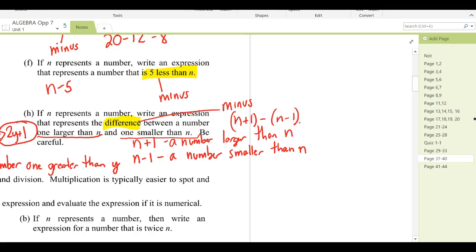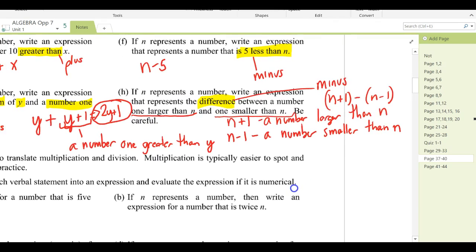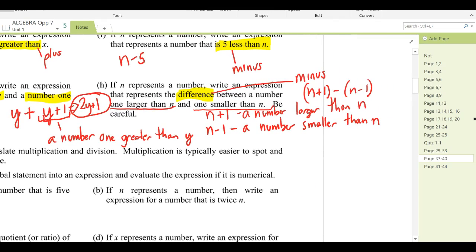Is this math or English? This is math and English. That's why I said this is hard. So this is just an expression. All we're doing is translating right now. You've got to understand that this is translating from English to math.